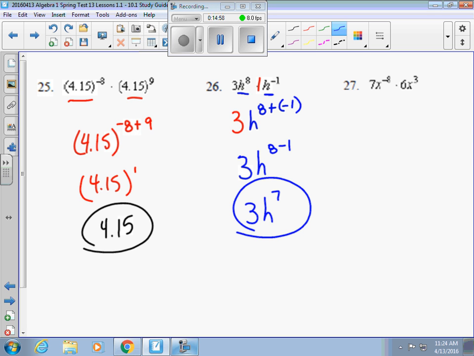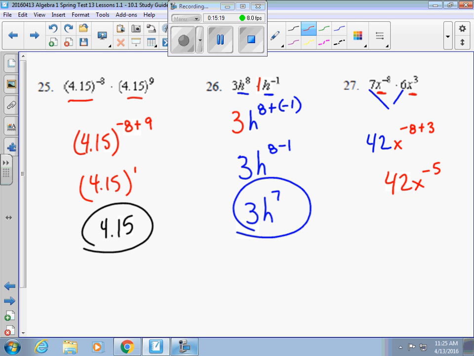7x to the negative eighth times 6x to the third. Again, multiply the two coefficients, 7 and 6, to get 42. And then you're multiplying the bases, x and x. That means to add the exponents. X to the negative 8 plus 3 gives you 42x to the negative fifth.